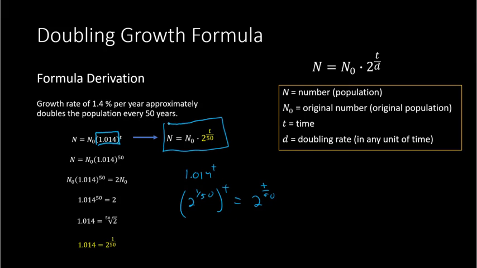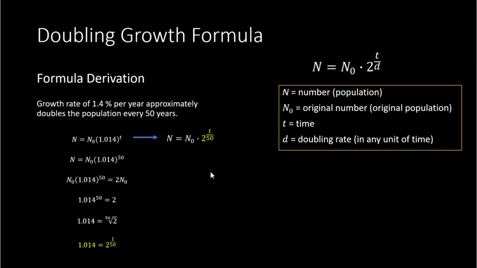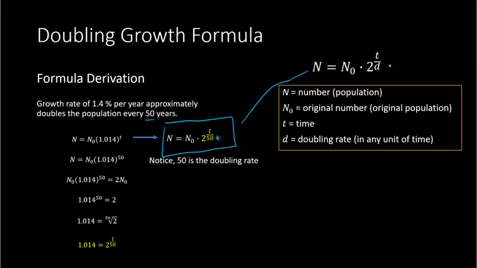Now notice what we have. We're trying to generalize this. We see here the 50, that is the doubling rate. It's doubling every 50 years. The 50 is your doubling rate. So that's where the d comes from in this formula. Notice the similarity between this and this. The d, the doubling rate, is 50 in this particular example, and that's where this general formula comes from.